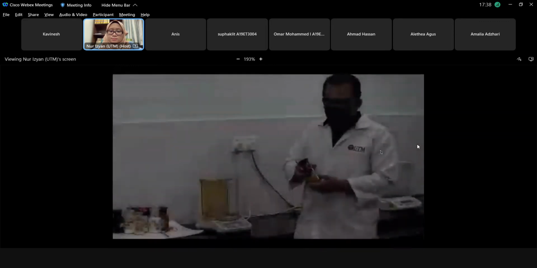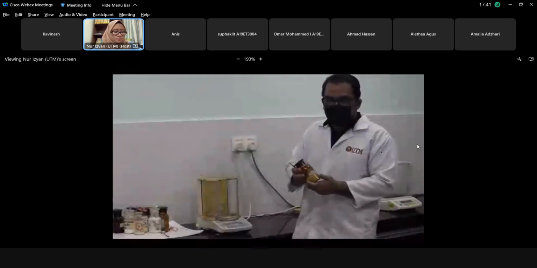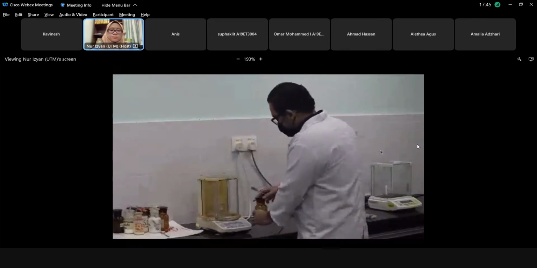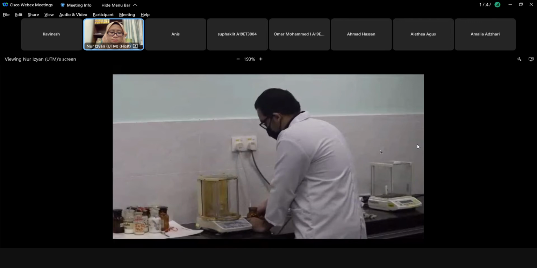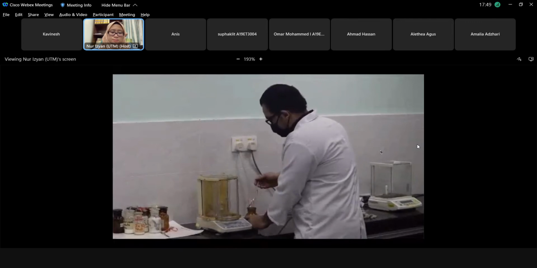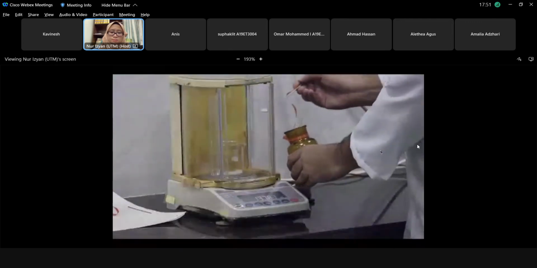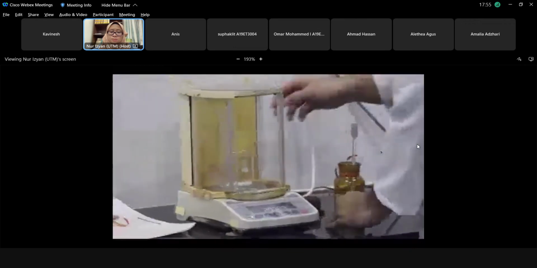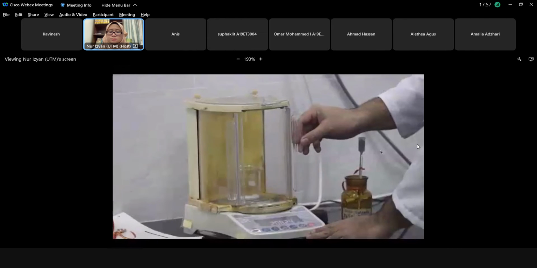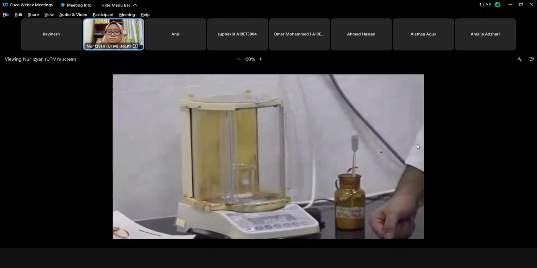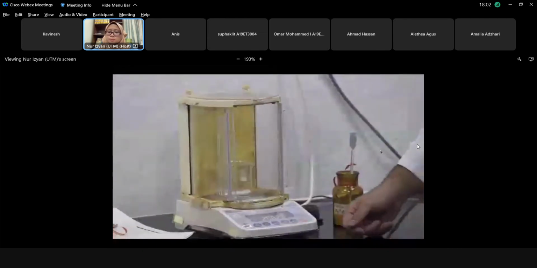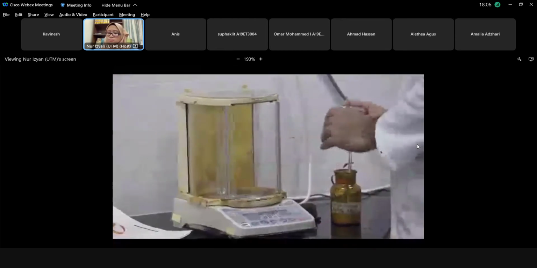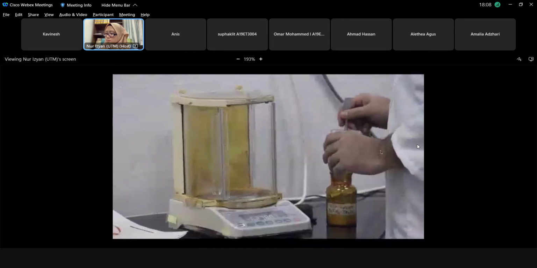The first step of this experiment is the preparation of the stock solution. We require 1000 ppm of zinc. This can be done by measuring 0.44 grams of zinc sulfate to the nearest 0.1 milligram, or four decimal places. This is what I'm doing now. I'm transferring the standard into the beaker and weighing. Now I get the amount that I require, 0.44 grams.